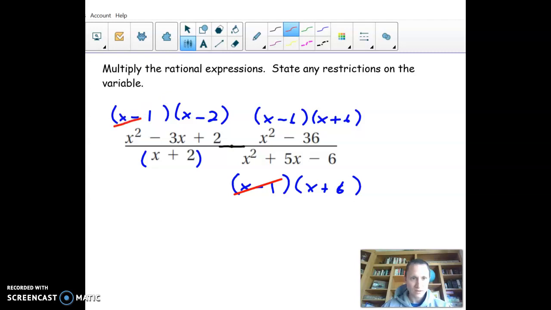And x minus 1 up here. Then we've got an x plus 6 and an x plus 6 that match. And so what we're left with, I don't think anything else cancels. In the denominator, all we have is x plus 2.